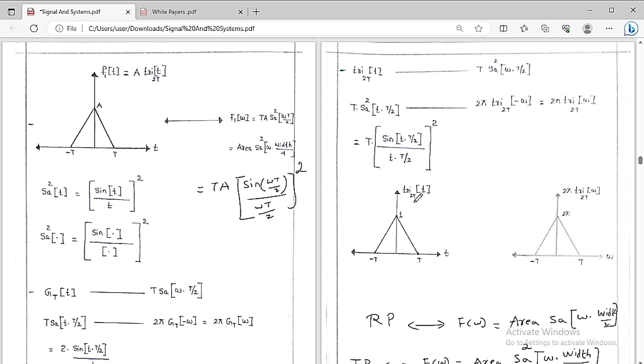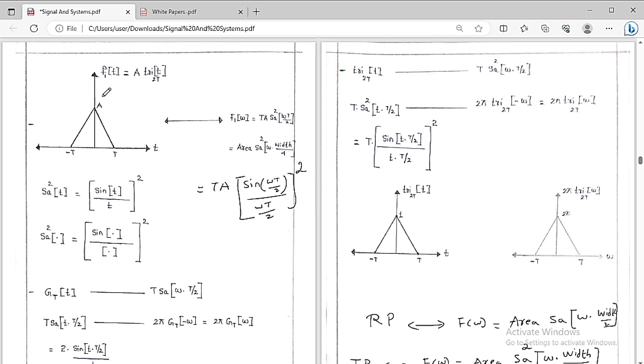What is a standard rectangular pulse we have studied? The standard triangular pulse is this one, which has a width of 2T and a peak of 1. So I have written it as triangle of 2T in terms of time domain t. Its width is 2T and its peak value is 1.